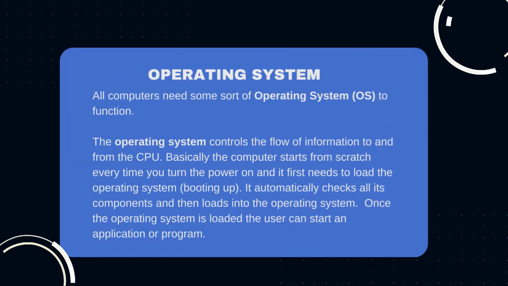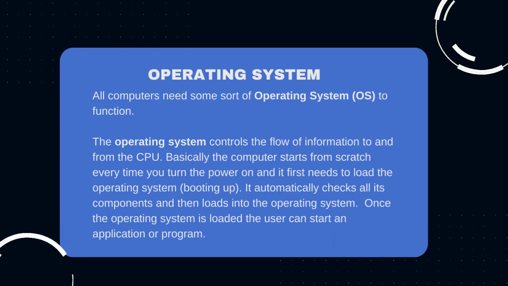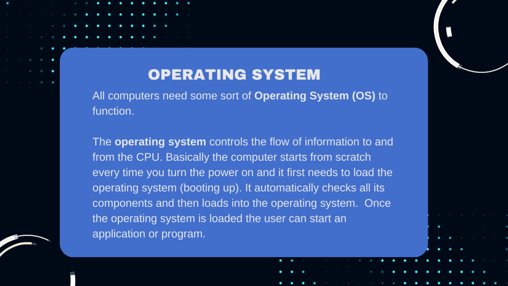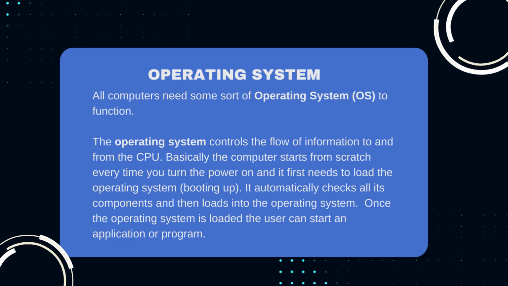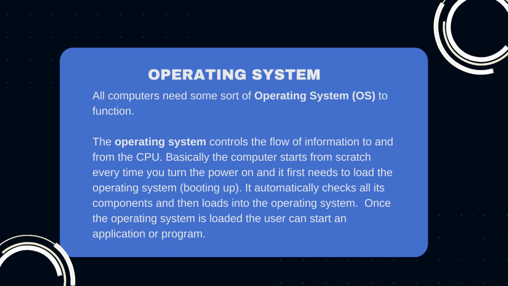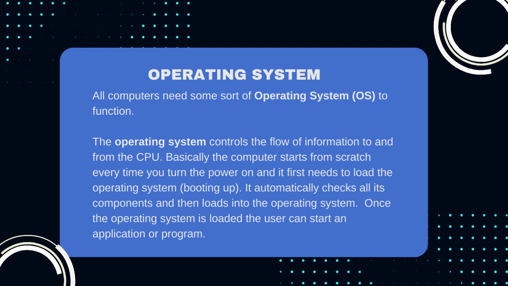So we'll discuss first the operating system. All computers need some sort of operating system to function. The operating system controls the flow of information to and from the CPU. Basically, the computer starts from scratch every time you turn the power on, and it first needs to load the operating system, or booting up. It automatically checks all its components and then loads into the operating system. Once the operating system is loaded, the user can start an application or program.